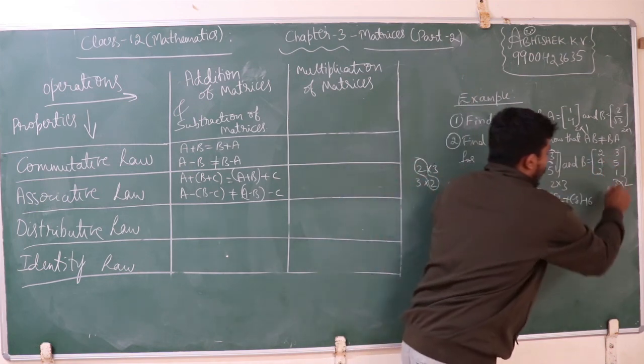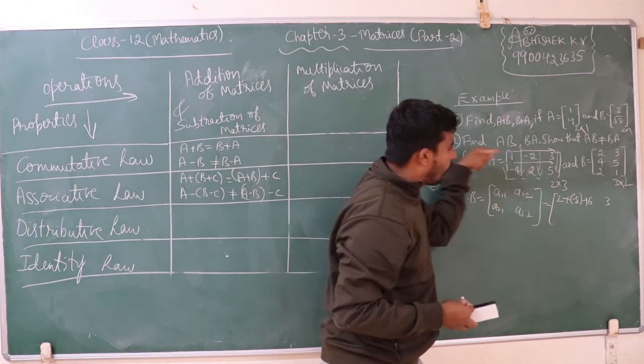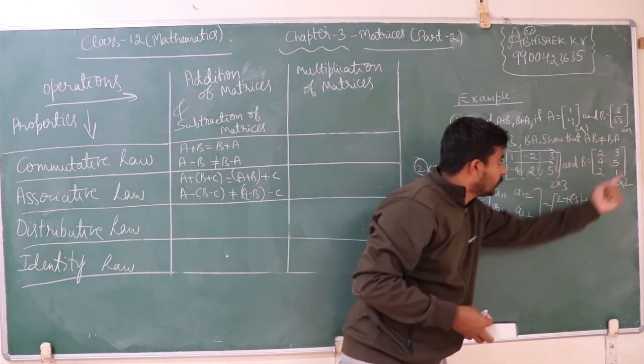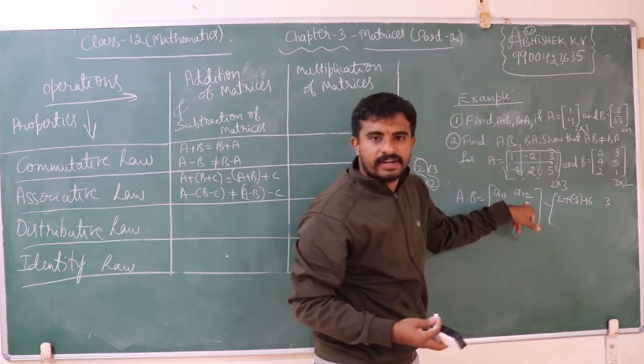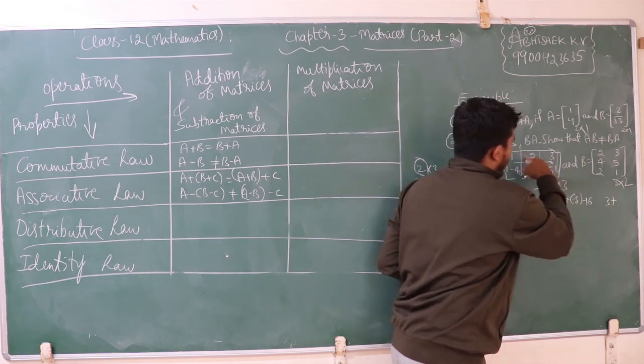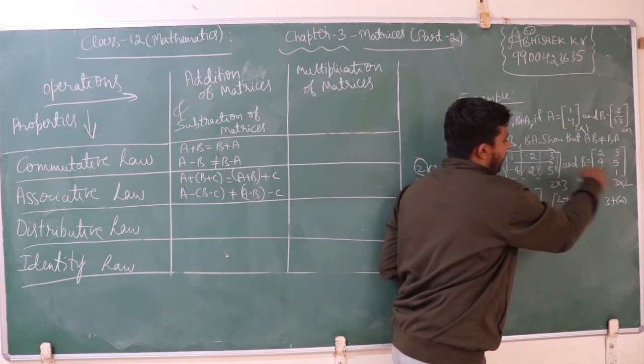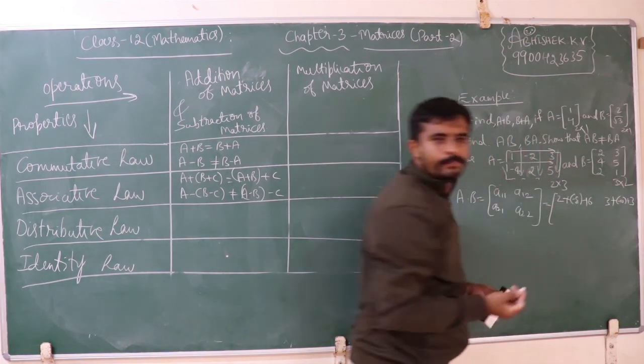Then A12 can be obtained by considering the first row of matrix A and the second column of matrix B. 1 into 3, 3, plus minus 2 into 5, that is minus 10, plus 3 into 1, 3.